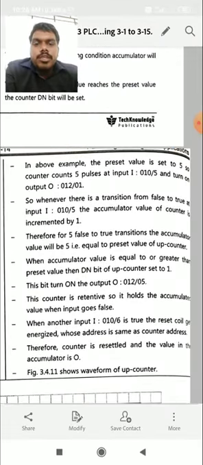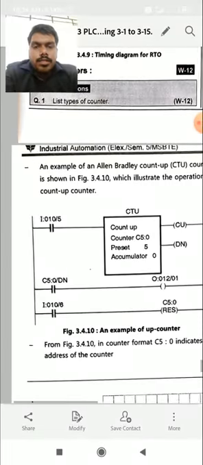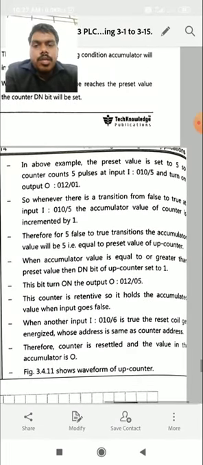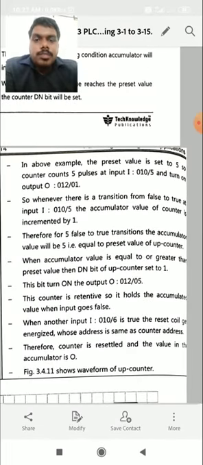Okay, the preset value is set to 5, so the counter counts 5 pulses at input I010/5 and turns on the output. When the value is set to 5, then input will be true and output will be on.